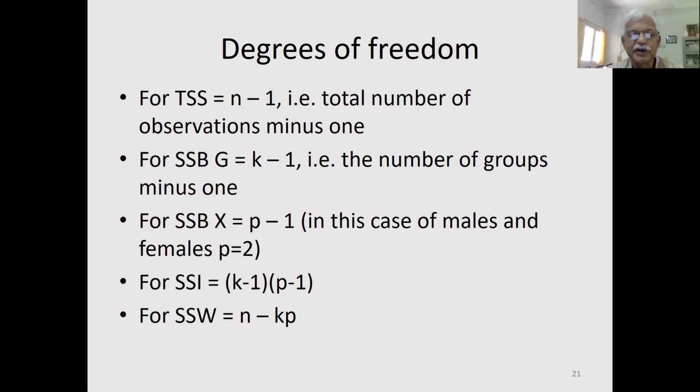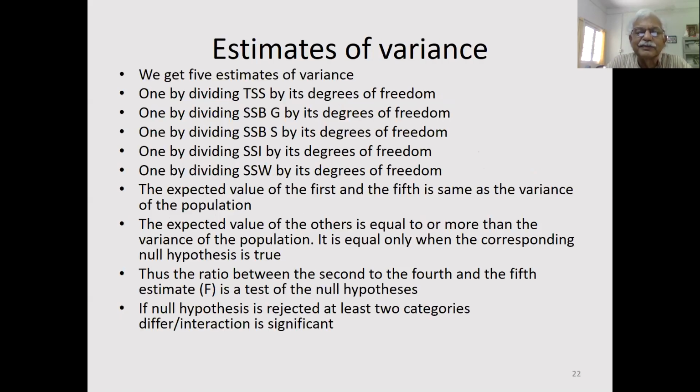Now you have to compute degrees of freedom for within. They can be computed by adding the three, k minus 1, p minus 1, and k minus 1 multiplied by p minus 1, and subtracting from the degrees of freedom for the total, which means n minus 1. The sum of degrees of freedom for sum of squares within can algebraically be shown to be n minus kp.